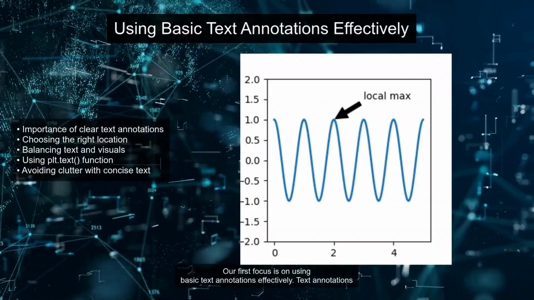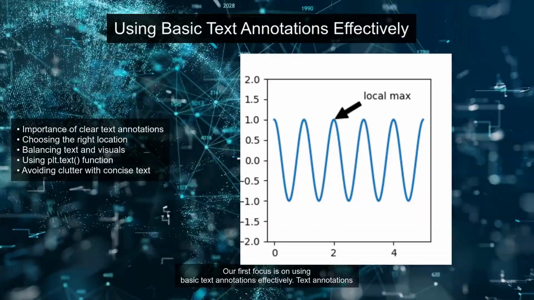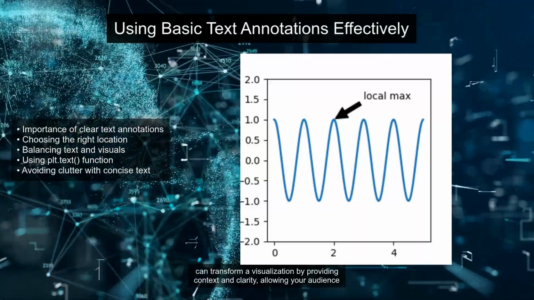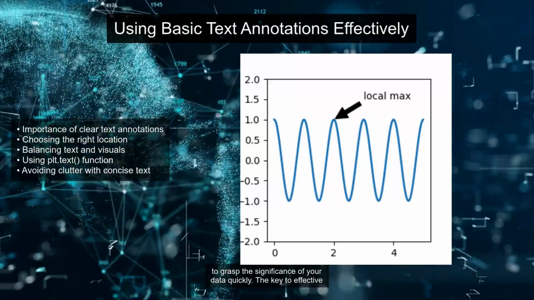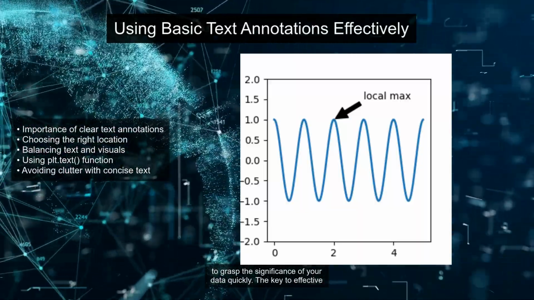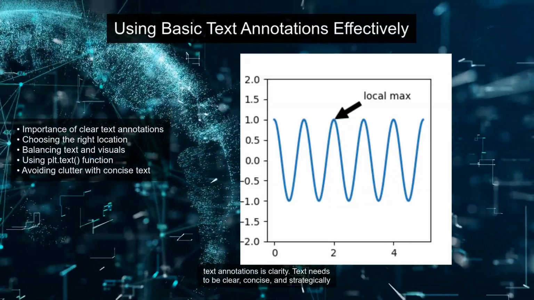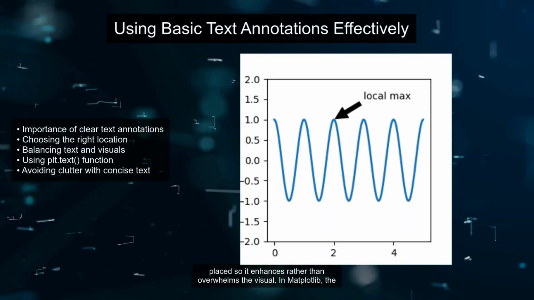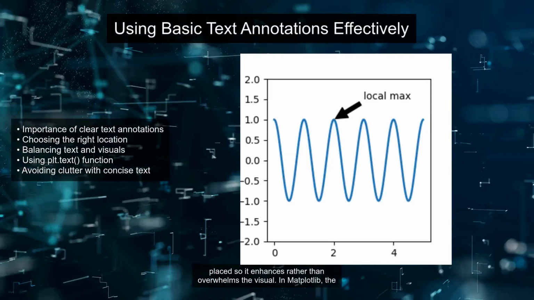Our first focus is on using basic text annotations effectively. Text annotations can transform a visualization by providing context and clarity, allowing your audience to grasp the significance of your data quickly. The key to effective text annotations is clarity. Text needs to be clear, concise, and strategically placed so it enhances rather than overwhelms the visual.